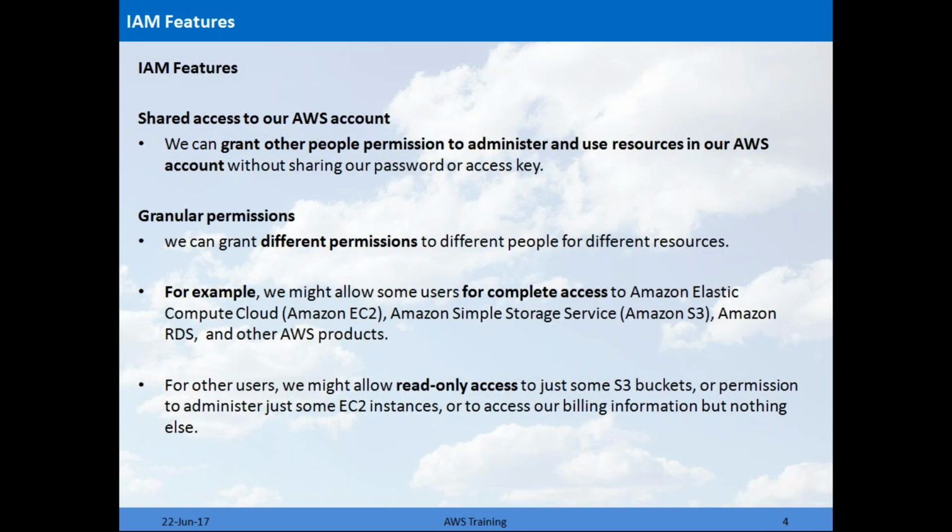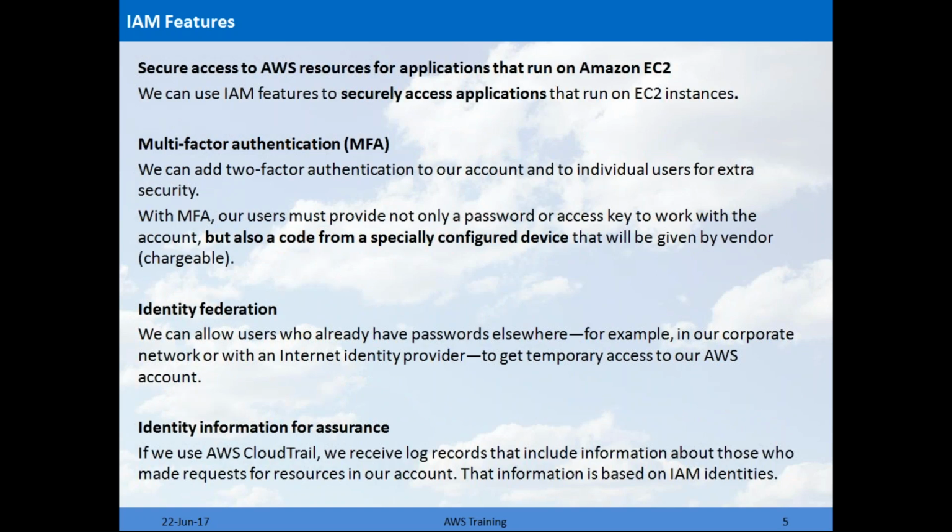So I have given an example over here. For example, we might allow some users complete access to Amazon EC2, S3, RDS, and AWS products. And for other users, we can give read-only access, just some S3 buckets, or permission to administer EC2 instances. That's all. To some users we can give full access, to some users only read-only, or to some users only write. So like that you can give different permissions for different resources for different users. That we call granular permission. Granular permission is nothing but giving the permission at the micro level.